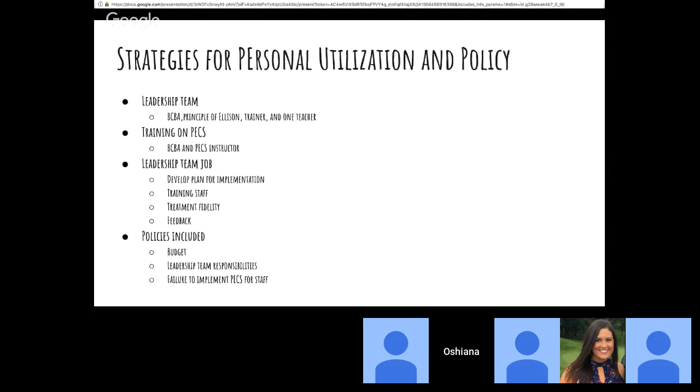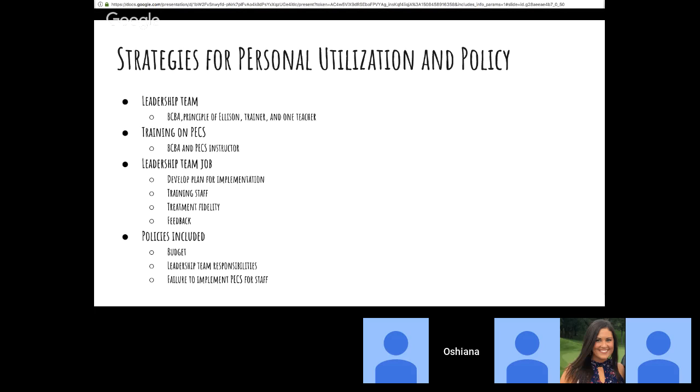Strategies for personnel utilization and policy. There will be a leadership team comprised of the BCBA, the principal of the school, the trainer, and a teacher. These individuals will be trained on PECs. The training they will go through will be from the BCBA and the PECs instructor. The leadership team's jobs will be to develop the plan for implementation, train the staff, make sure there's treatment fidelity, as well as give the staff feedback.